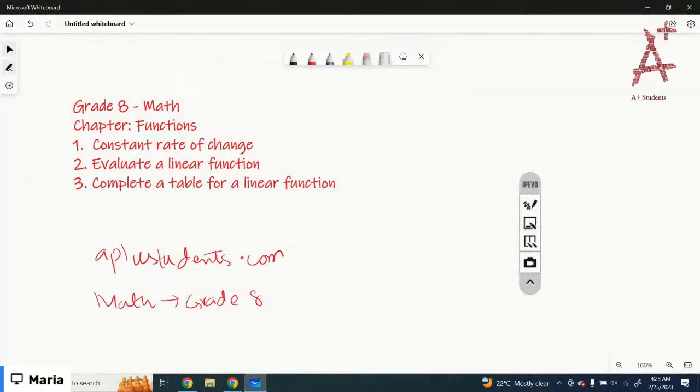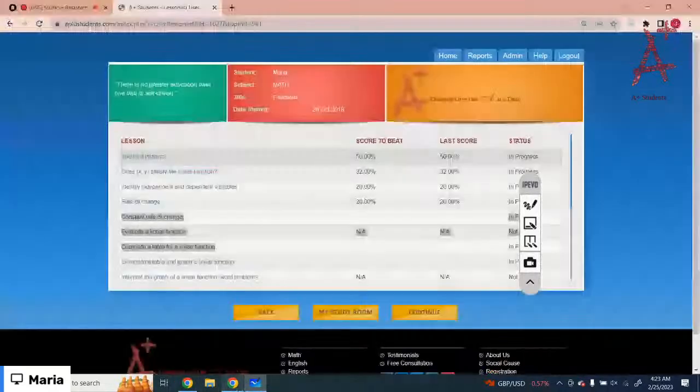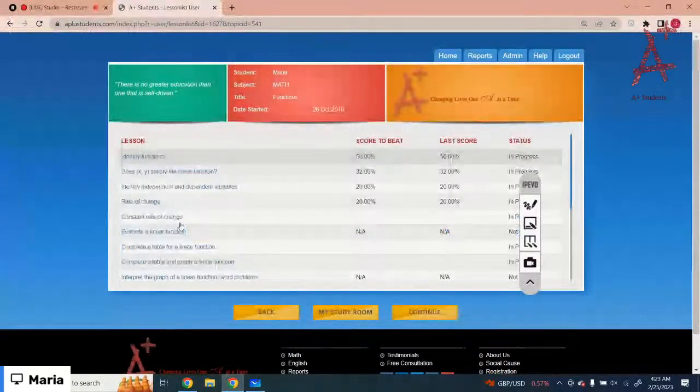We're going to start with the chapter functions, and the lessons we're going to cover today are constant rate of change, evaluate a linear function, and complete a table for a linear function. So let's start with the first lesson, that is constant rate of change. Here I'm on grade 8 maths. The chapter is functions, and let's start with the first lesson, constant rate of change.